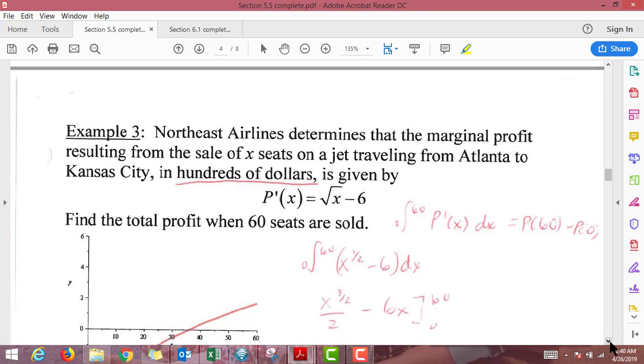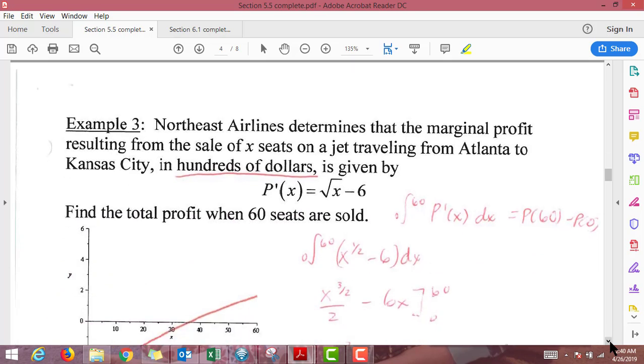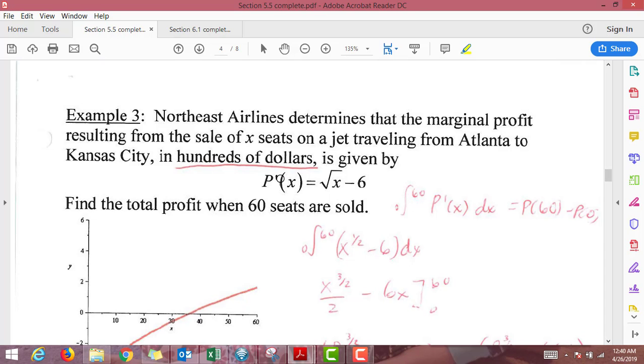So the remaining notes are just kind of some word problems with this. If they give us a derivative function and ask us to get the original function, then we are integrating it. And when they give us these numbers or parameters, then that's our limits of integration. If you only see one number, then there really have to be two. So what does it mean? If you sell the first 60 seats, that's from 0 to 60. So that's going to be our limits of integration there.